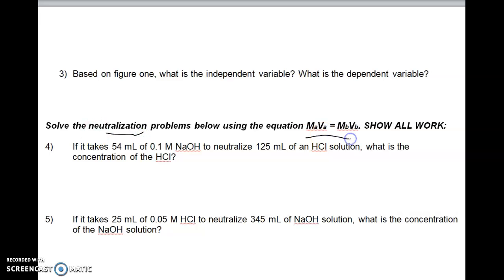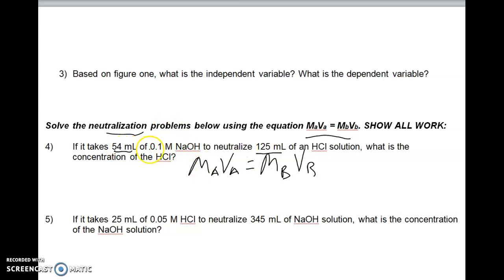And so I always like to write the equation first. So we have MAVA equals MBVB. Now the key thing is that your volume needs to be in the same units on the acid side and on the base side. In this problem, they nicely give you both volumes in milliliters, so you don't have to do any converting. And so let's just plug it in.